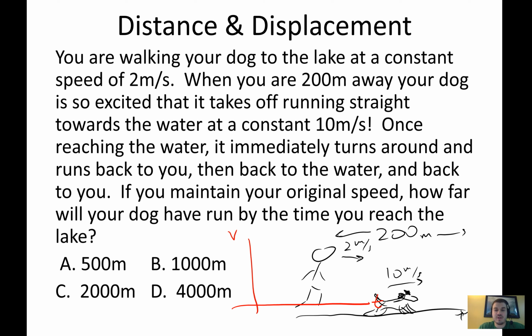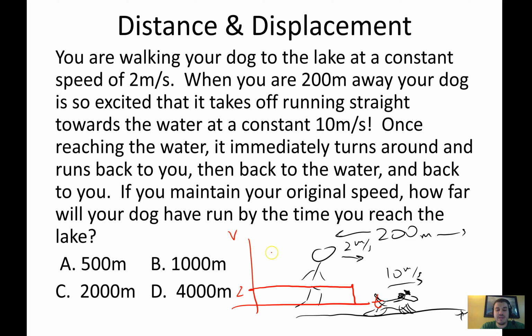Otherwise, this would be pretty complicated. For me, I am at 2 meters per second. I'm not told the direction except sort of towards the lake, so we're going to call that positive, and that stays the same the whole time. What we want to know then is how long does it take me to travel the 200 meters?